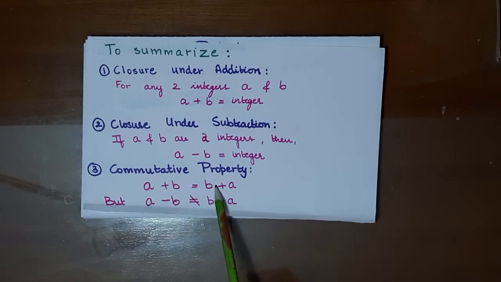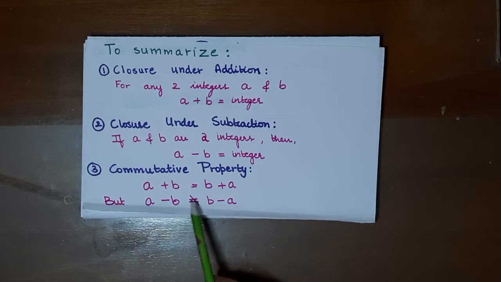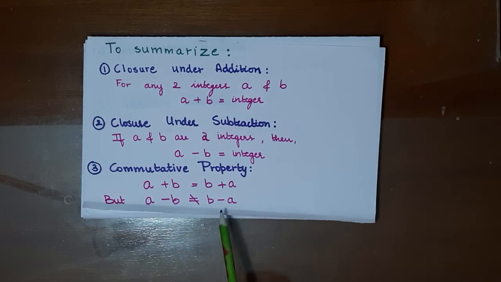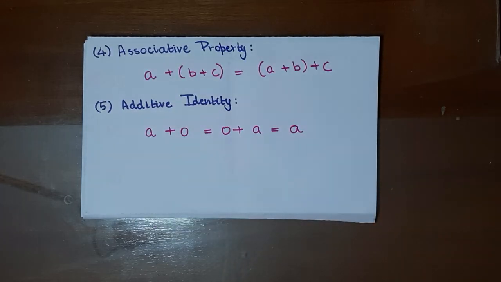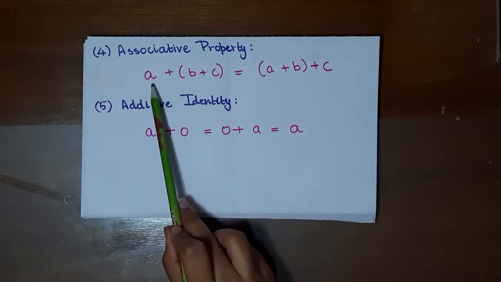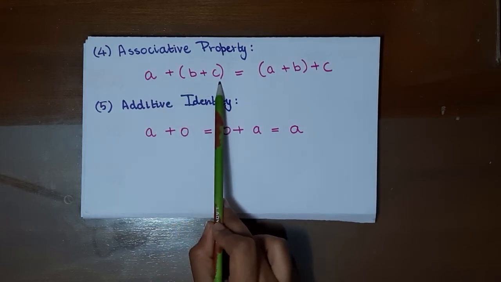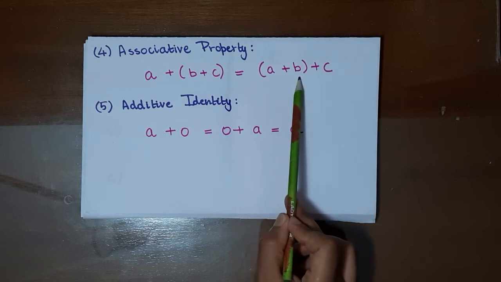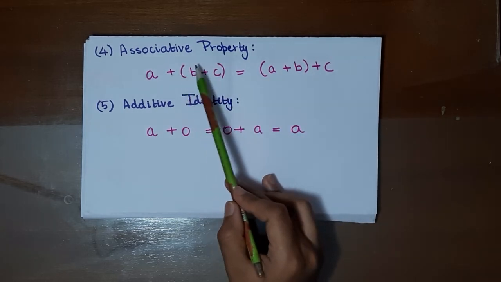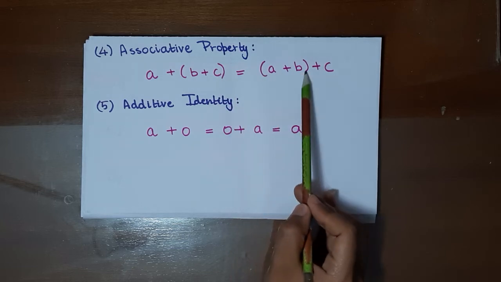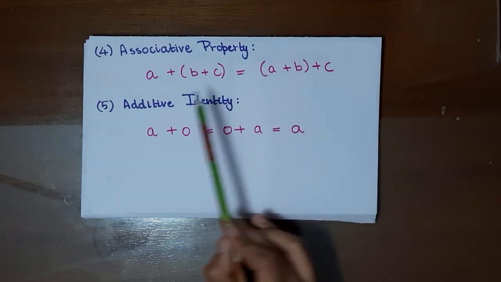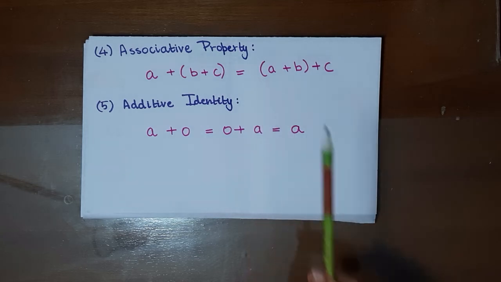Next, commutative property. We can say that a plus b is equal to b plus a, but a minus b is not equal to b minus a. This is commutative property. Next, associative property. Associative property is (a plus b) plus c is equal to a plus (b plus c). We can either group the last 2 numbers or the first 2 numbers. We get the same result for any 3 integers a, b and c.